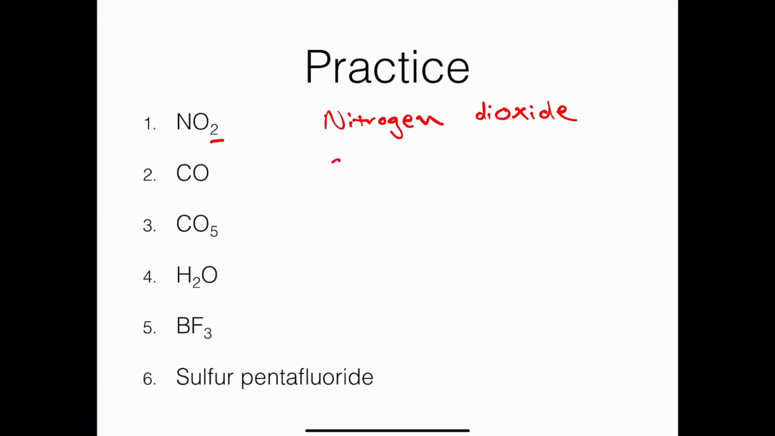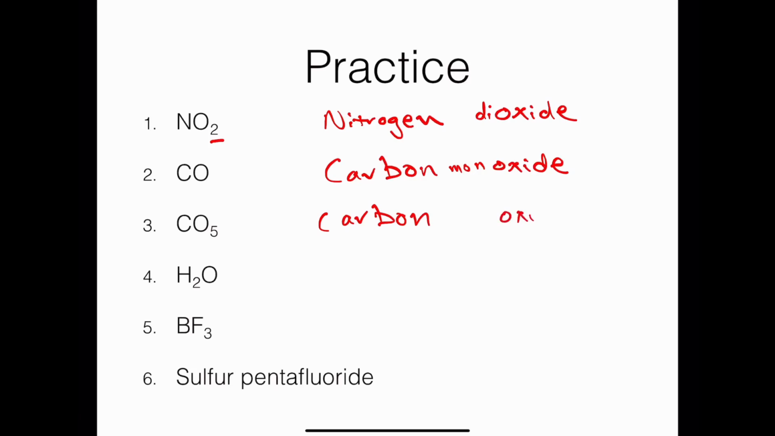For the second one, we have carbon, and we have oxygen, which again becomes oxide. We have one carbon, but we don't use mono on the first element, so that remains carbon. We have one oxygen, so that becomes monoxide.